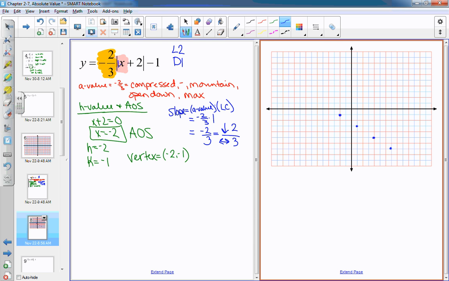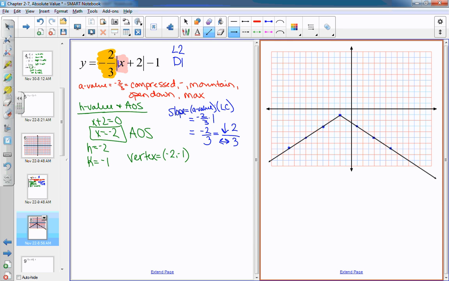Okay, now I did the right-hand arm, so now what arm do I need to do? The left, so I'm going to go down 2 units, and this time to the left 3. Down 2 units and to the left 3. And we're going to connect these. Do you see your V?